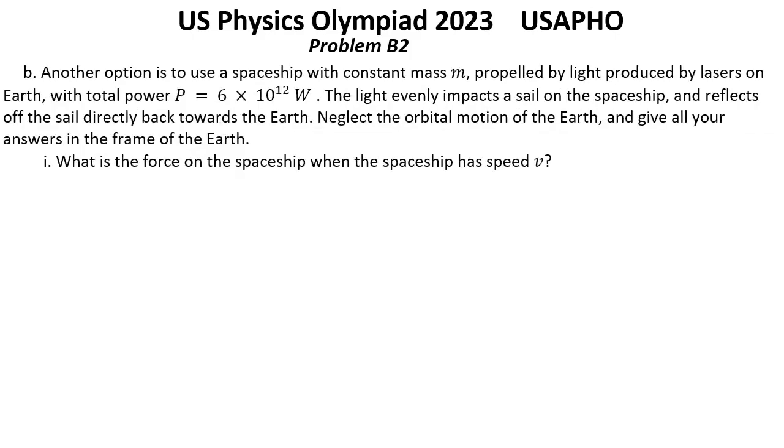Second solution for the first question from part B. What is the force on the spaceship when the spaceship has speed V? Now let's do this problem in the spaceship frame of reference. First, take beta equal V over C, where V is the speed of our spaceship.